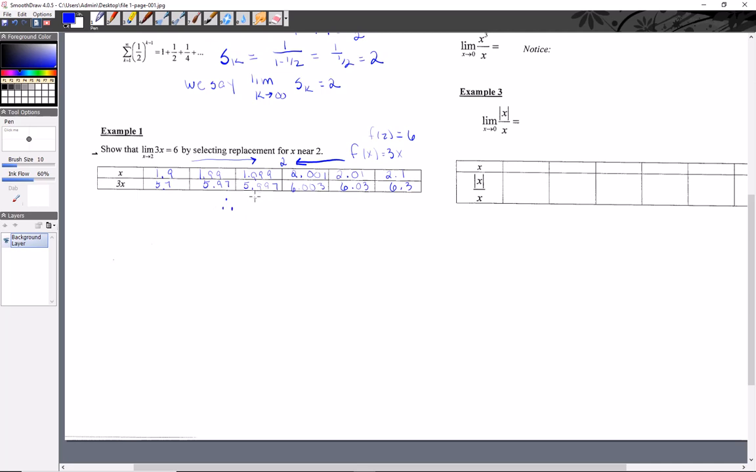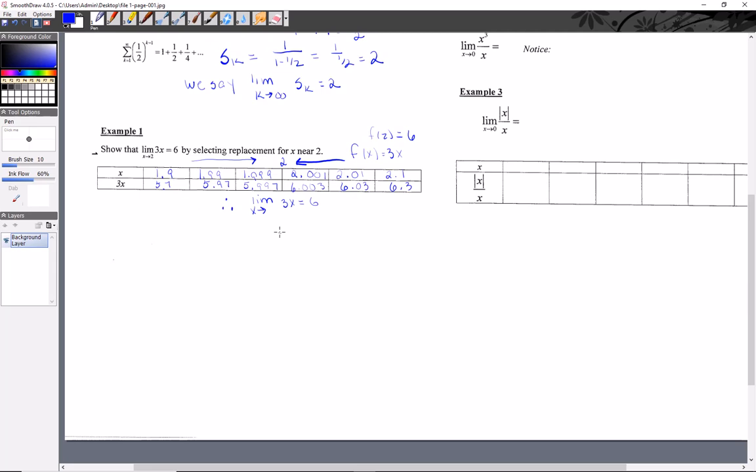So therefore, we're just going to say that the limit as x approaches 2 of 3x equals 6, which again is the same as plugging a 2 in here and getting the 6, which is again not always the case with limits and a function.